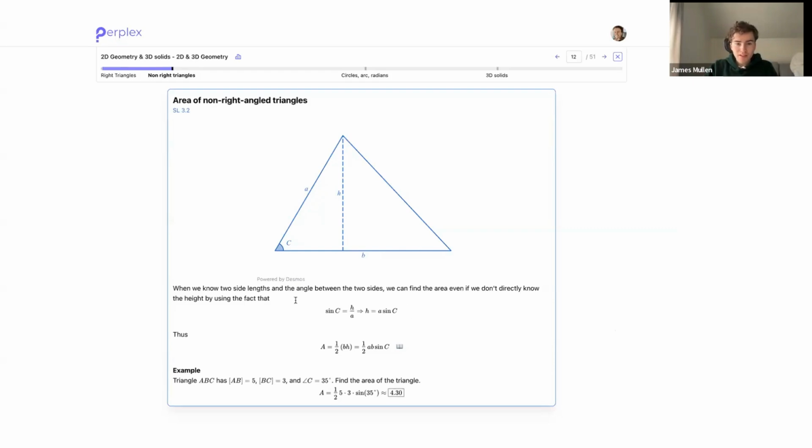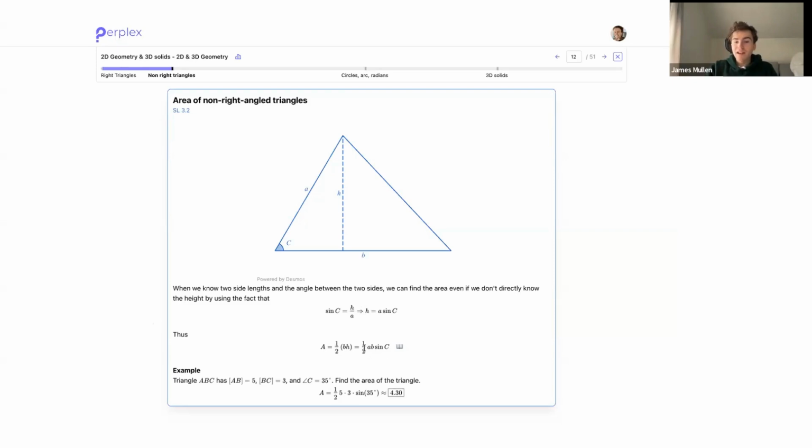But here's what I want you to notice. In this triangle with hypotenuse a and this length h and the angle c, h is opposite c and the hypotenuse is a. So sine of c is h divided by a, which means I can actually write the height of a non-right angle triangle as a times sine of c. And that's really helpful because then I can just use the formula that I have, which is area is equal to half base times height.